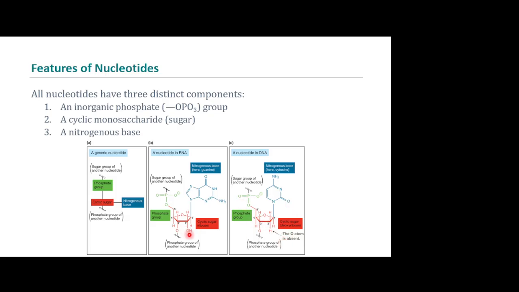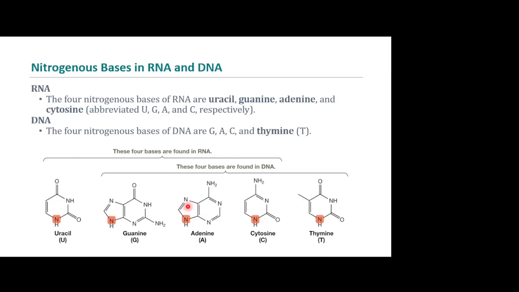Notice this one has an OH here. This one has a hydrogen here. Guess what the one without the oxygen is? Yeah, deoxy DNA, right? So this is the DNA version. This one right here is the RNA. Okay, nitrogenous base is the DNA RNA.